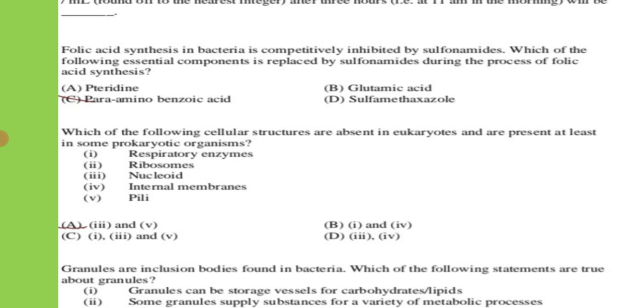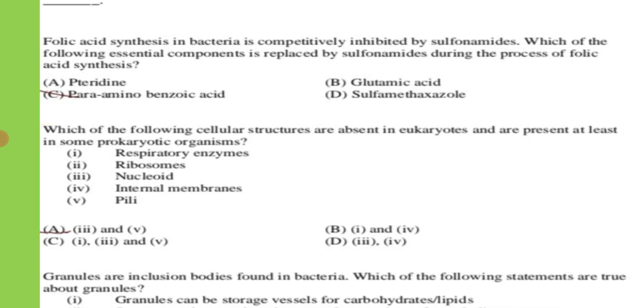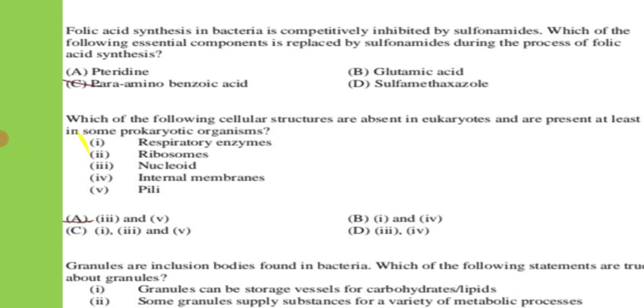Third, internal membranes. The internal membranes are present in eukaryotes, for example, nuclear membrane, endoplasmic reticulum, Golgi bodies. These are the internal membranes. Pili are absent in eukaryotes and present at least in some prokaryotes. So third and fifth, such combination is in option A. So option A is the answer to this question.